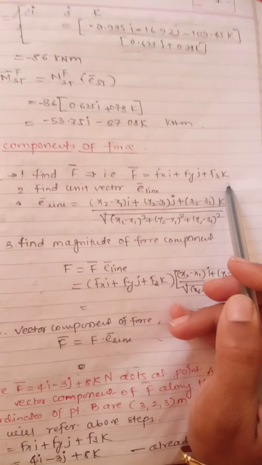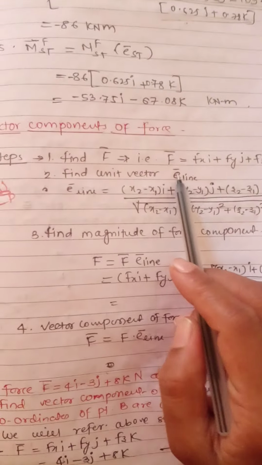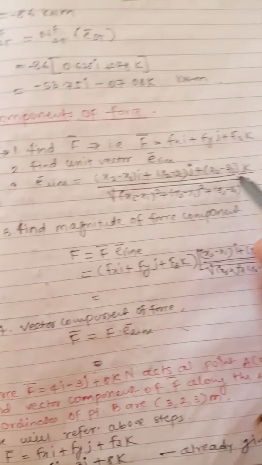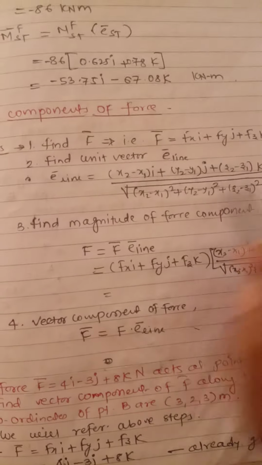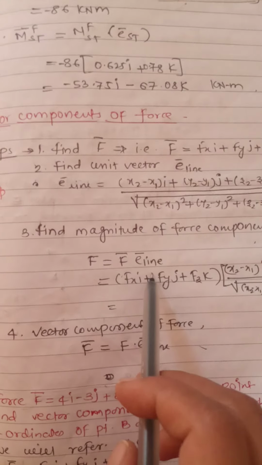But in this case, what you are supposed to do: first, find the unit vector of your force, Fx i plus Fy j plus Fz k. Then find the unit vector of the line, that is the E line, where the E line is x2 minus x1. All these three steps are very well known to you. Then find the magnitude of the force component, that is F into the unit vector of force into the E line.